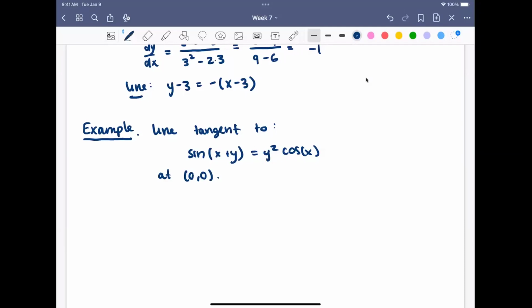Okay, let's go through this. So we'll take the derivative of both sides of the equation with respect to x. Can someone say what they got for the left side of this? The derivative of sine of (x plus y).